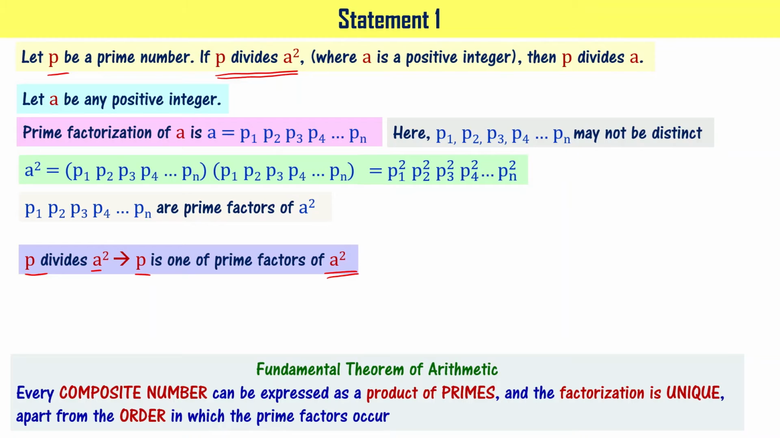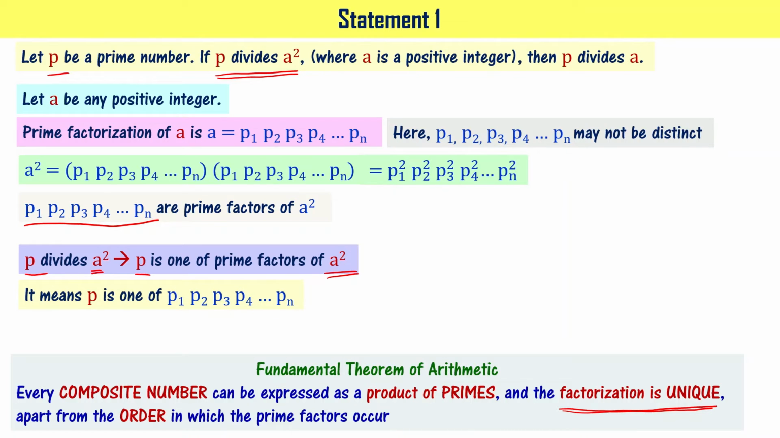It says that every composite number can be expressed as a product of primes, right? And the factorization is unique. The point you have to note here is that factorization is unique. If P divides A square, then P is going to be one of these numbers, because factorization is unique. P cannot be a number which is different from P1, P2, P3, P4 up to Pn. It has to be one of these numbers as per the fundamental theorem of arithmetic. Please note this.